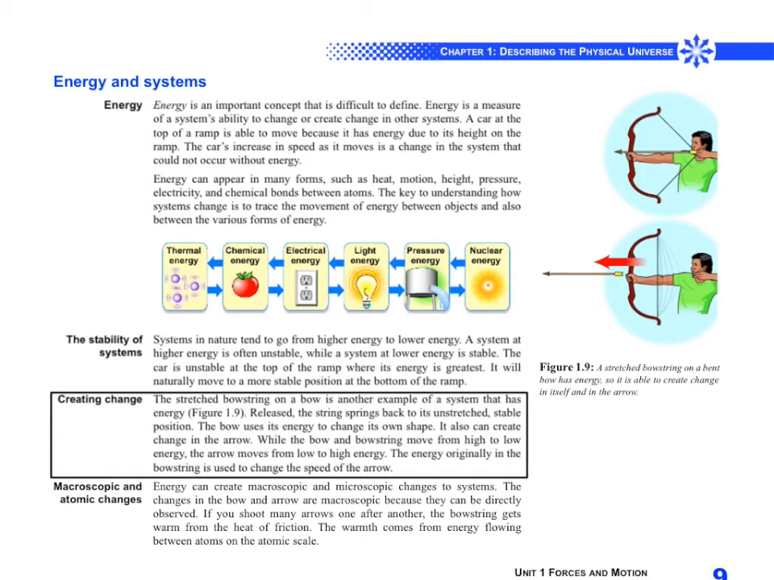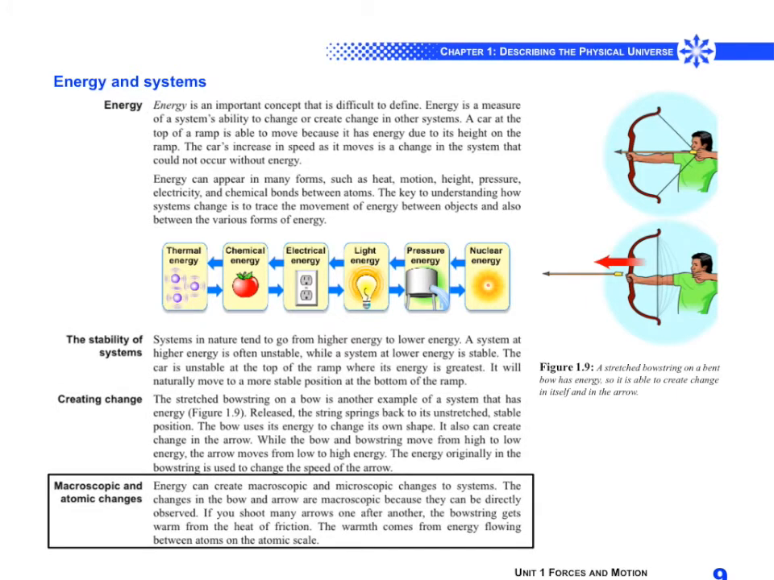Creating change. The stretched bowstring on a bow is another example of a system that has energy, as shown in Figure 1.9. Released, the string springs back to its unstretched, stable position. The bow uses its energy to change its own shape. It can also create change in the arrow. While the bow and the bowstring move from high to low energy, the arrow moves from low to high energy. The energy originally in the bowstring is used to change the speed of the arrow.